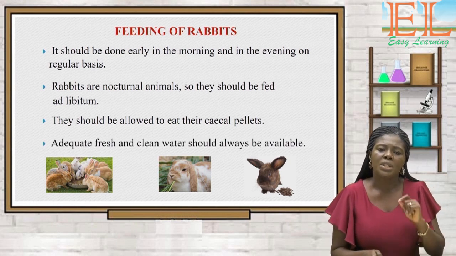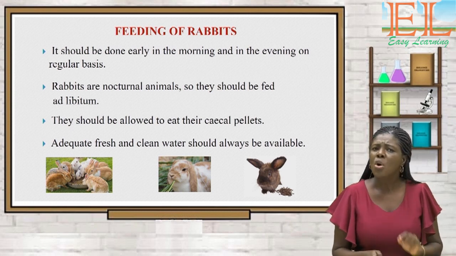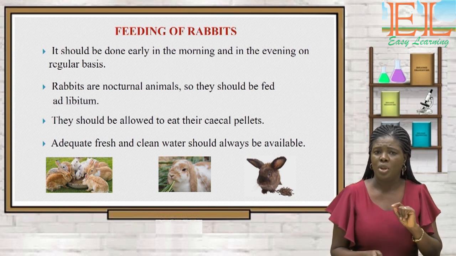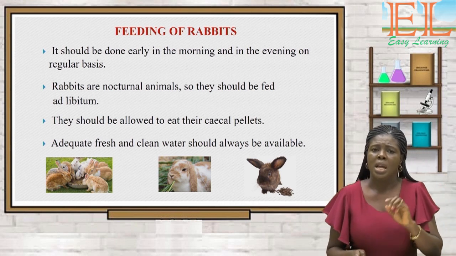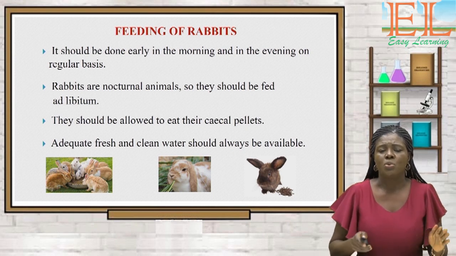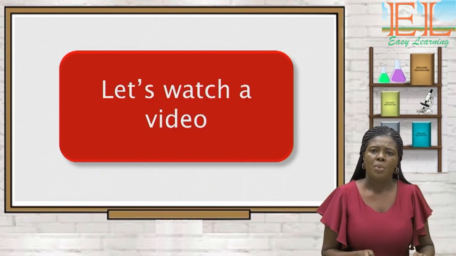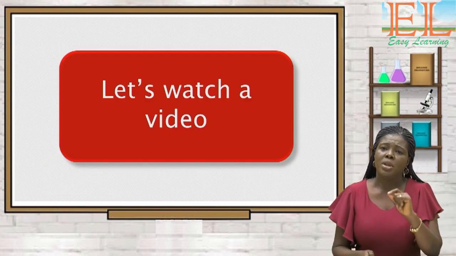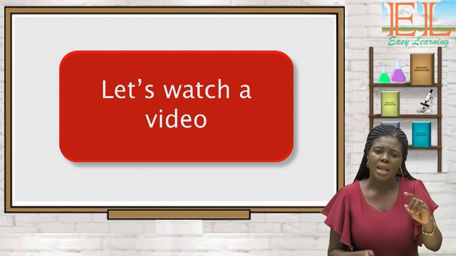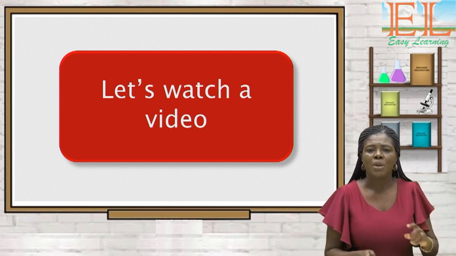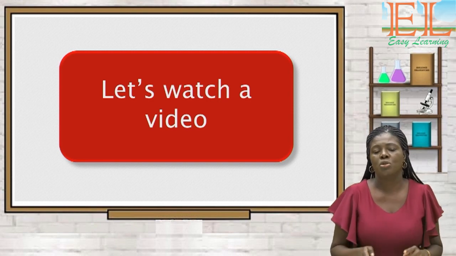Also, adequate fresh and clean water should always be available. You know, water aids in digestion. So as they eat, they should get water and drink so that digestion will take place easily for them. Now, I talk about them being allowed to take their cecal pellets. Let's watch this video on rabbits enjoying the soft feces known as the cecotropes.